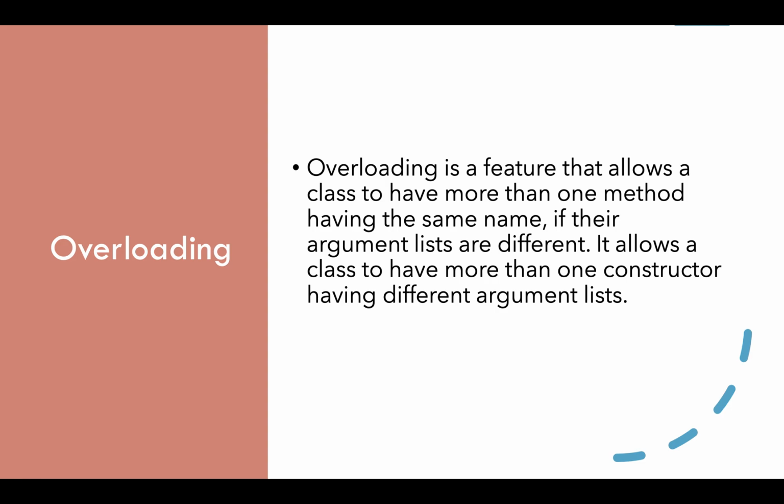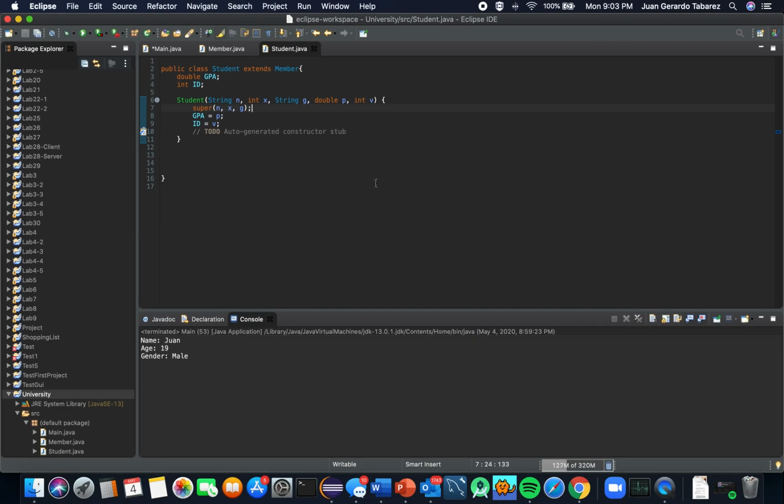So overloading, the definition says, is a feature that allows a class to have more than one method having the same name, if their argument lists are different. It also allows a class to have more than one constructor having different argument lists. How I like to think about it is overloading, like you overload, so you put more than intended, or you're stacking them, doing it over and over again.